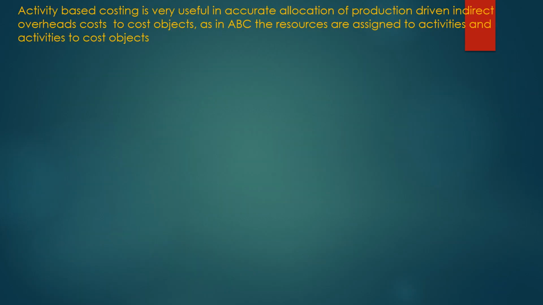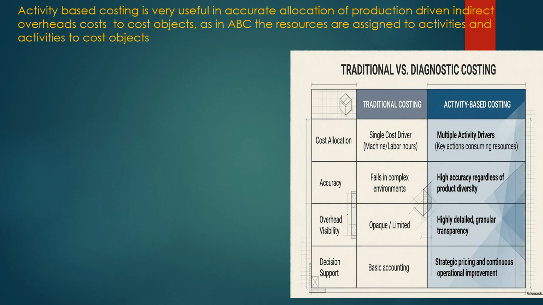Now, activity-based costing is very useful in accurate allocation of production-driven indirect overhead costs to cost objects. As in ABC, the resources are assigned to activities and activities to cost objects. These are the broad areas of differences between traditional costing and activity-based costing. Activity-based costing is also called diagnostic costing because it examines cost at a more granular level.